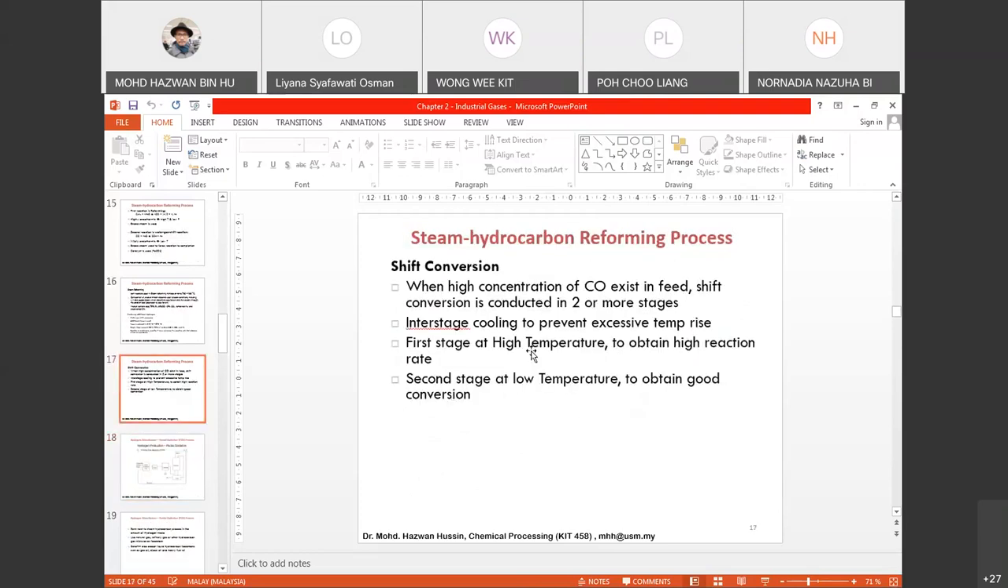Right. So for the shift conversion, when the concentration of CO in the feed is high, the shift conversion is conducted in two or more stages. As I mentioned earlier, if the percentage of CO is higher, then for the shifting process, you can conduct two to three stages. This is just to ensure that you convert the remaining CO into CO2 plus hydrogen. Interstage cooling is used to prevent excess temperature rise. The first stage at the high temperature is to obtain a high reaction rate, and the second stage at the lower temperature is to obtain good conversion.